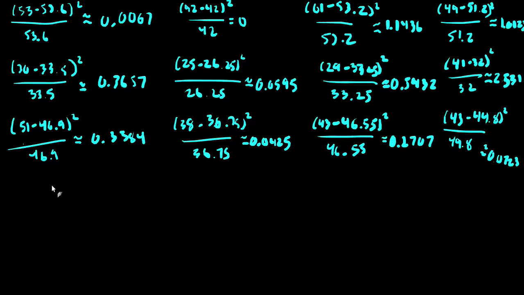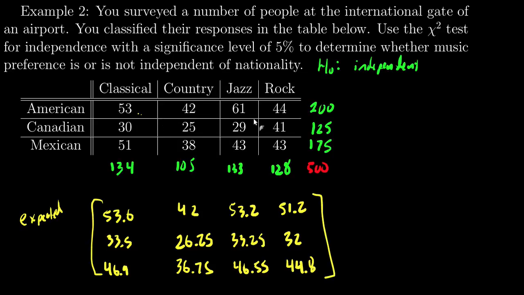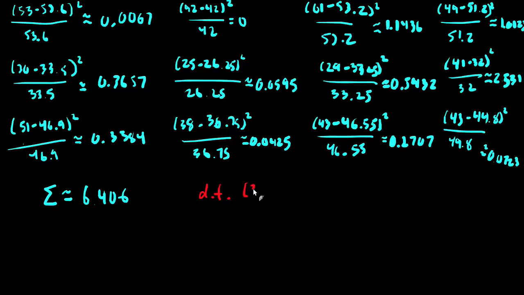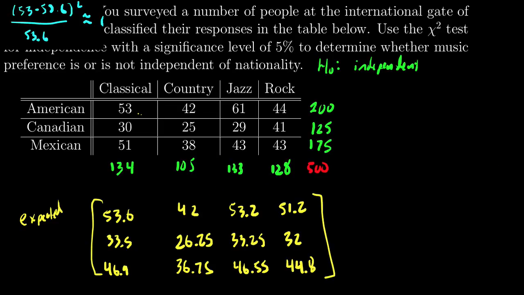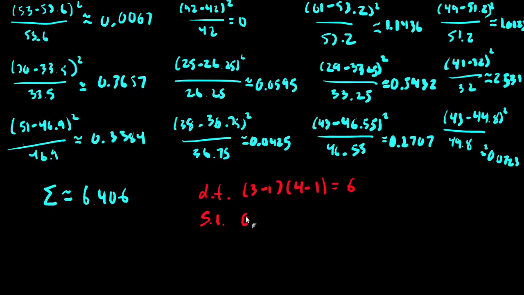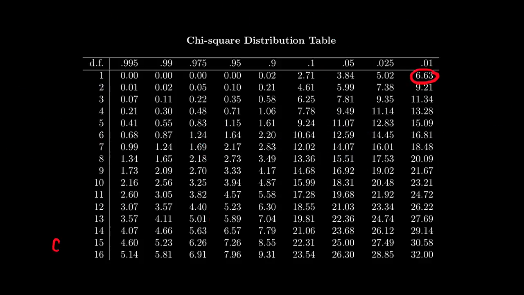All right, I add all these up. The sum is approximately 6.406. I look back at my table, my degrees of freedom. Well, I have 3 rows, 4 columns, so I do 3 minus 1 times 4 minus 1, which is 2 times 3, 6. My significance level, I want a 5% significance level, so I will do a significance level of 0.05. I look to my chart, and so here, let me change colors, I go to 0.05. With 6 degrees of freedom, the critical value here is 12.59.